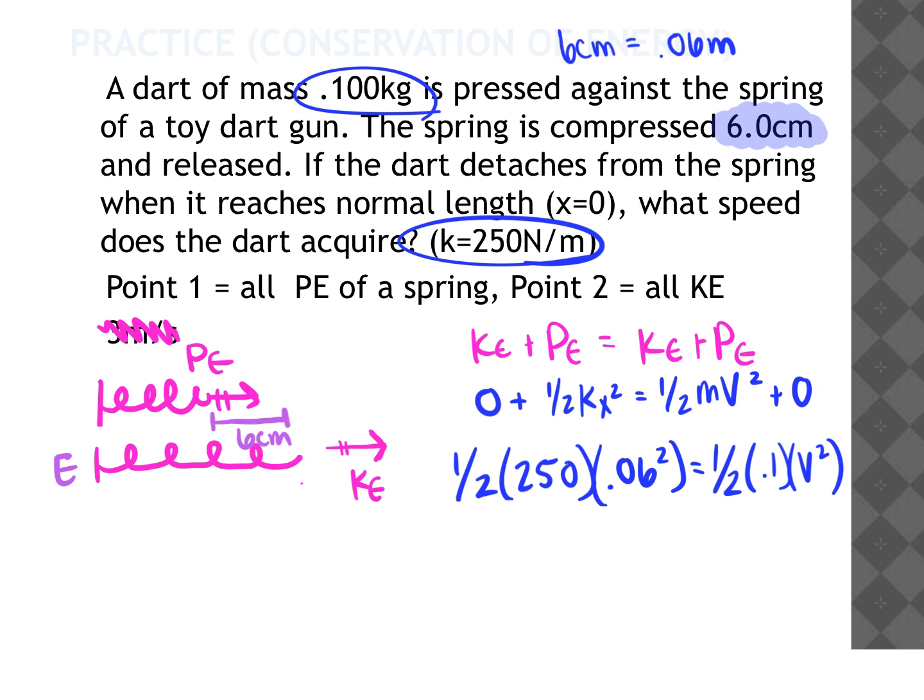Any questions with where our numbers came from there? All right, we looked at our dart and our spring situation, and we knew that it was going to be a transformation of pure potential energy to pure kinetic energy. And so we were able to put that into our conservation of energy equation for that scenario. Now we'll plug it in and see what we get.